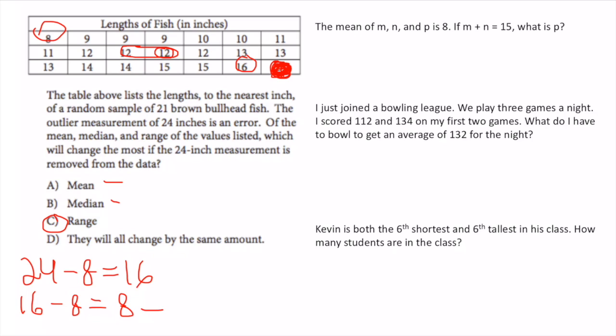Say they didn't put range, say they put mode. My mode is still 12, no matter if I take out the 24 or not, because 12 occurs 4 times no matter what. So in this case, if they changed range to mode, our mean would be affected the most, because median and range both did not change.